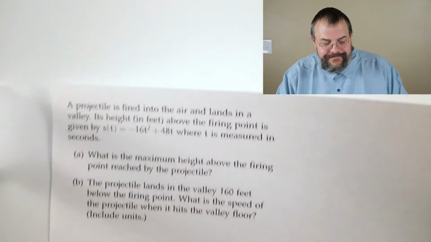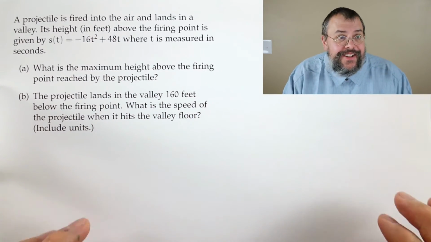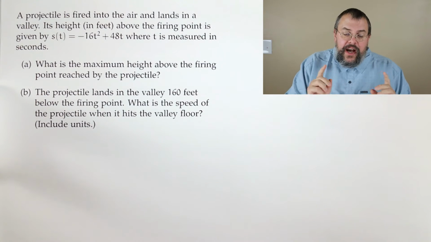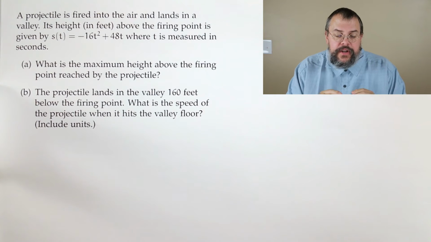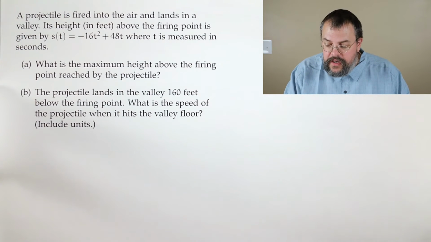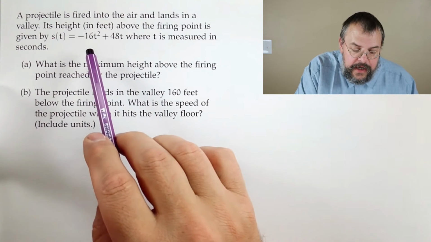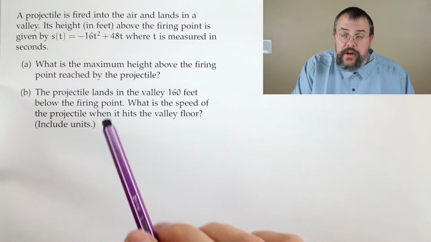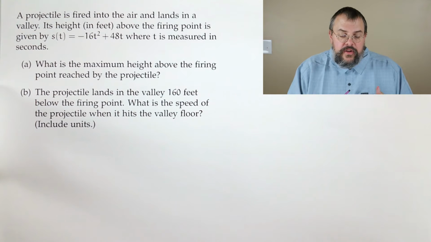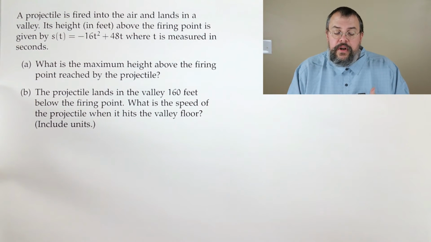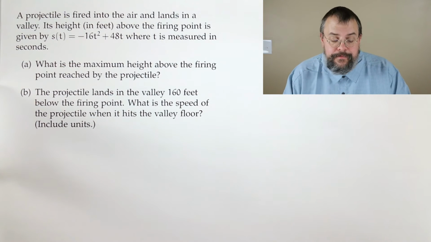All right. A projectile is fired into the air and lands in a valley. Its height in feet above the firing point is given by this formula, namely S of t is negative 16t squared plus 48t, where t is measured in seconds. So there's a question. What is the maximum height above the firing point reached by the projectile?